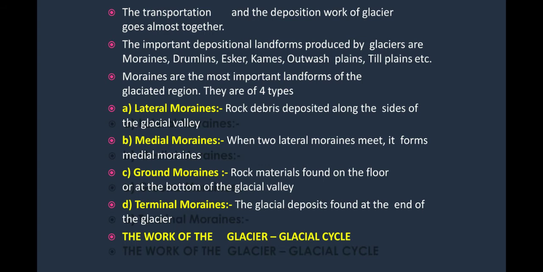Medial means when two lateral moraines meet, it forms medial moraines. Then ground moraines means rock materials found on the floor or at the bottom of the valley. Terminal moraines are the glacial deposits found at the end of the glacier. The work of the glacier is called the glacial cycle.